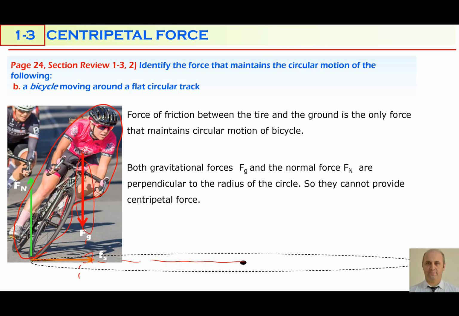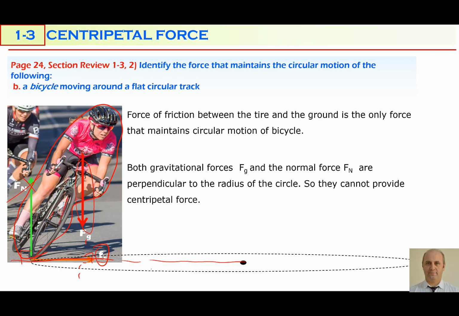Second force is the normal force between the tire and the ground. Ground is horizontal, that's why normal force right now is vertical, perpendicular to the radius. This normal force also cannot be centripetal force. Just one force is left, which is the static friction force.